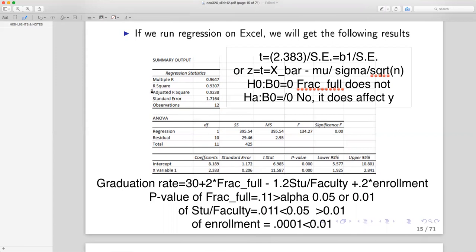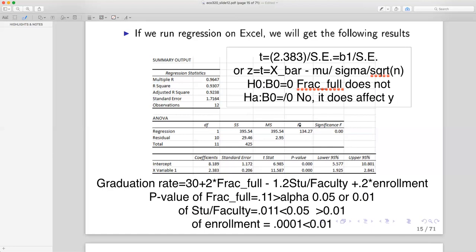R square is another very important thing. R comes from the correlation coefficient that we learned in the previous chapter, so R square is the correlation squared. The interpretation is how much of the variation can be explained by X. I explained this in detail in the previous project video. In the project, I ask you to try to interpret those.